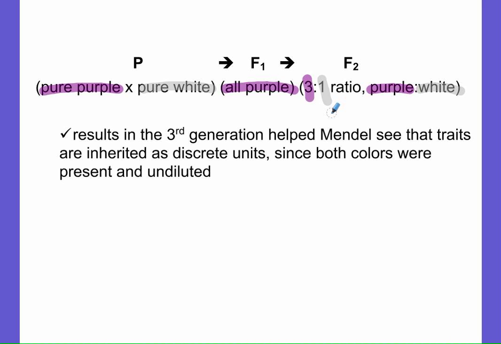Right, the results in that third generation helped Mendel see that traits are inherited as discrete units since both colors were present and undiluted. That means that there's no in between. It's either purple or white. But even though white disappeared in that F1 generation, it came back up in the third generation. So we know that it was still there. It was just masked. It was hidden somehow.